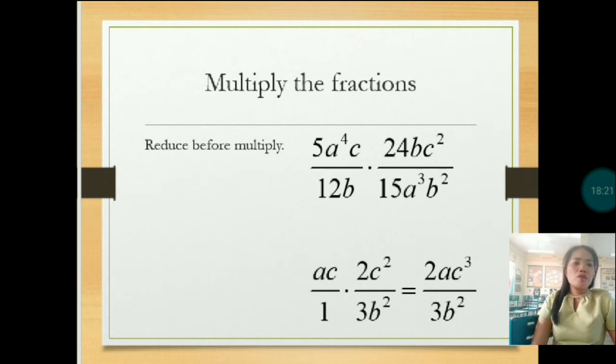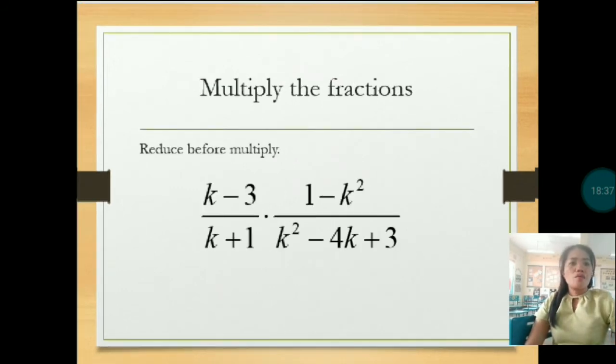So our simplified form is 2ac cubed over 3b squared. That is our product between the two rational expressions.